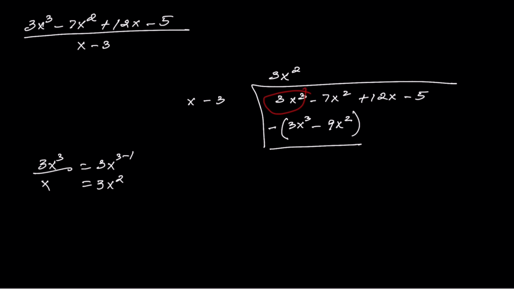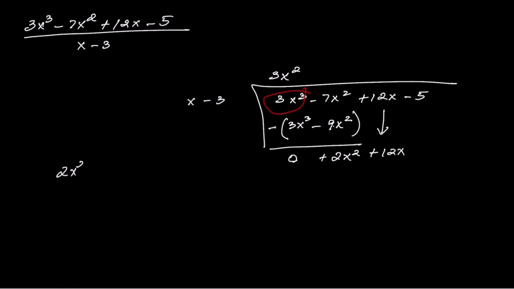Subtract. The cubic terms cancel. Negative 7x squared minus negative 9x squared becomes positive 2x squared. Bring down 12x. Now divide 2x squared by x, which gives 2x. Before multiplying, place a negative sign in front of the parentheses.